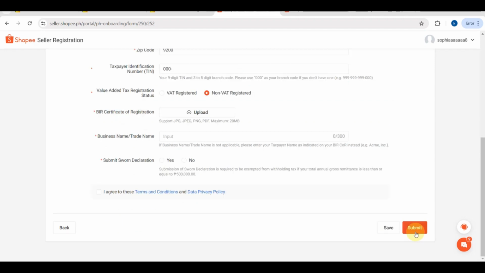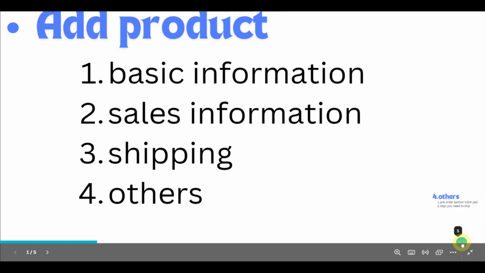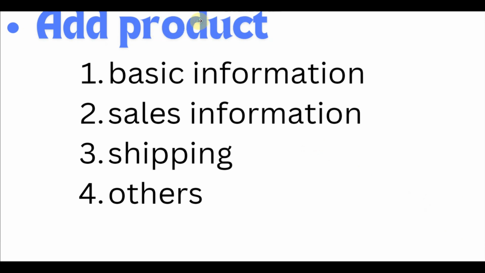And then after that one, guys, assuming that I am done with this part, this will take you to the next step. So now, guys, you can proceed to adding your first product if you're just starting out here. And as you can see, there will be actually 4 steps in adding a new product. The first thing, guys, is you just need to click add product. Then the first step is the basic information, the sales information, the shipping, and the others.